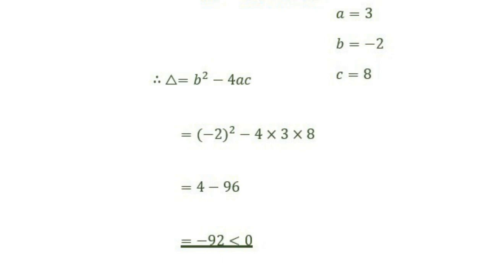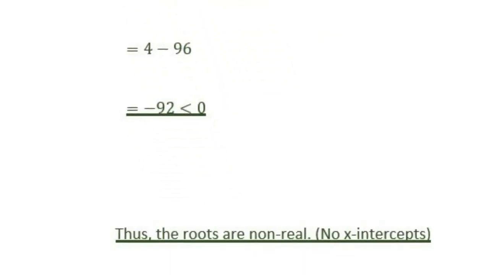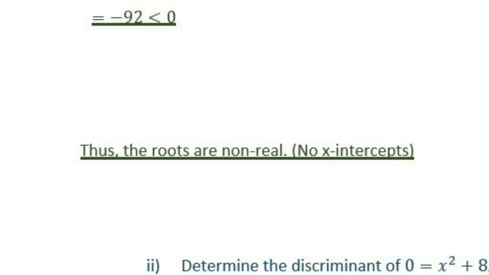-2 all in brackets squared becomes 4, and -4 times 3 times 8 becomes -96. 4 minus 96 is -92, which of course is a negative number, or less than 0. That means that the roots are non-real, or this parabola will not have any x-intercepts.